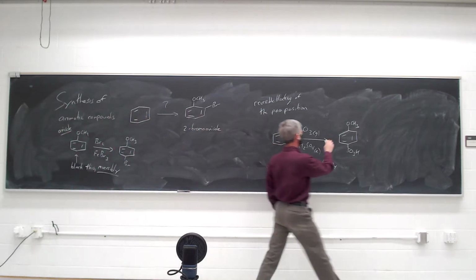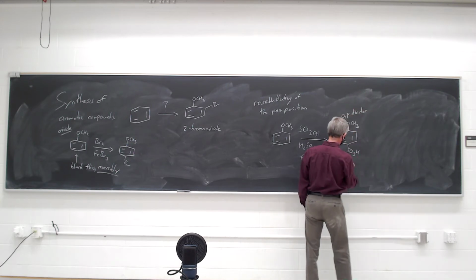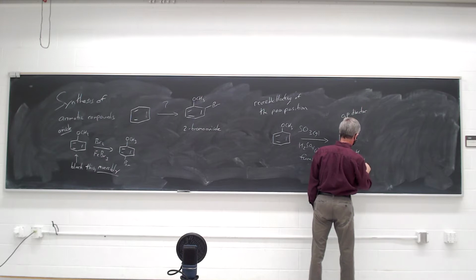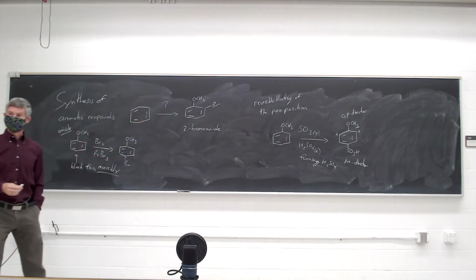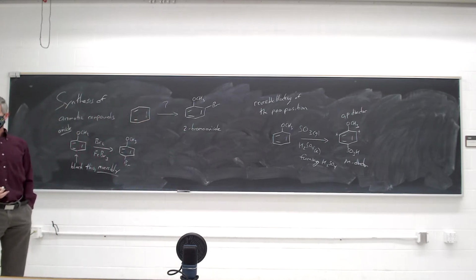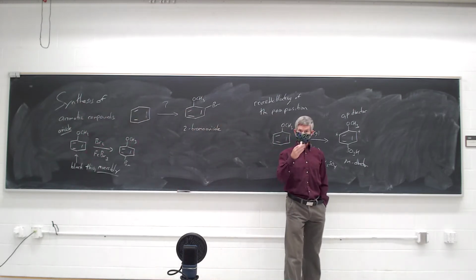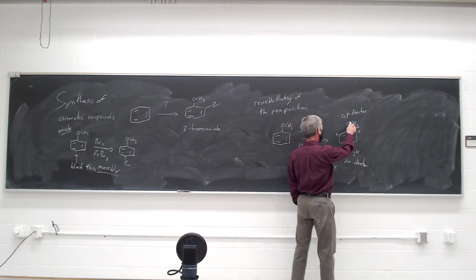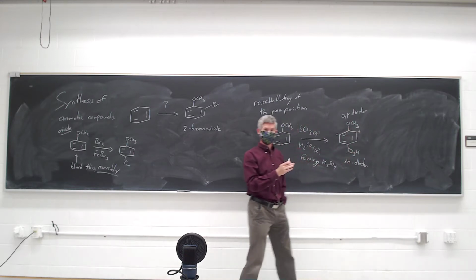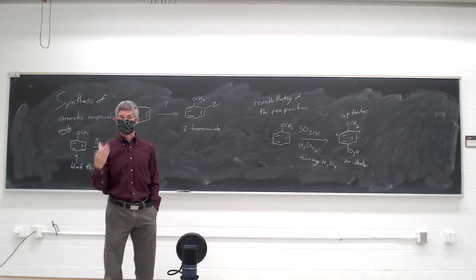Now, this is an OP director, and this is a meta-director. So they're actually both activating the same positions on the ring. That's a good thing. If they're in conflict, the more activating substituent is the one that wins. Right? So if there's an argument between methoxy and sulfonic acid as to which position they want, methoxy, because it's an activating substituent, wins.